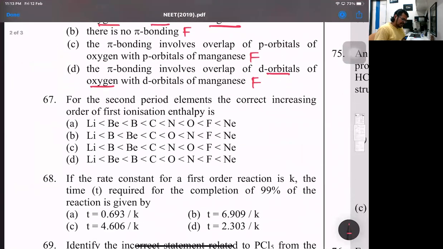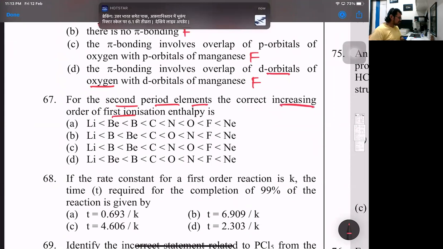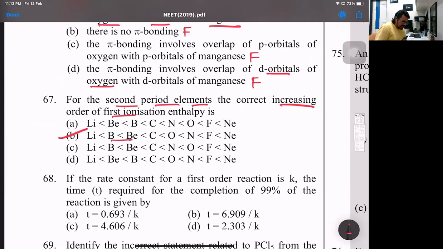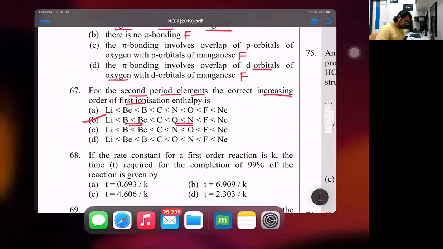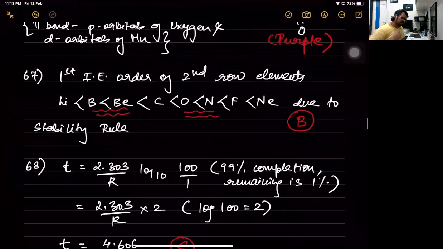67th one. For the second period elements, elements of the second row, the correct order of increasing order, lower to higher, of the first IE. Okay. Now for the 67th one, here if you observe, answer has to be B. Why? Boron has to be less than beryllium because beryllium has completely filled orbitals, 2s2. And first IE of nitrogen has to be more than oxygen, half filled p orbital, 2p3. 67 is B, stability rule. Yes. Okay. What was the stability rule? Half filled and completely filled orbitals are more stable than incompletely filled orbitals.